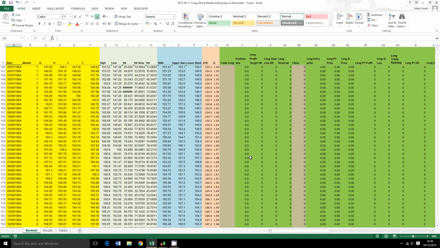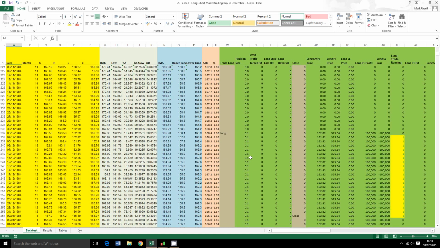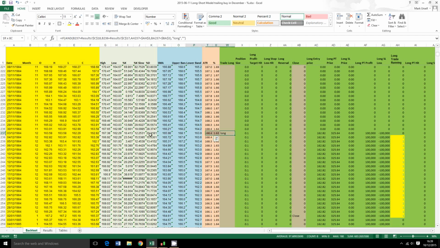Now if I just scroll down here to the 1st December that occurs in the data, we can see that we have a long signal generated here. And if I go across here, we see that happens on the first trading day of December 1984. We have a closing signal which occurs here, which is the first trading day of January 1985, which gives us a full month's worth of data.